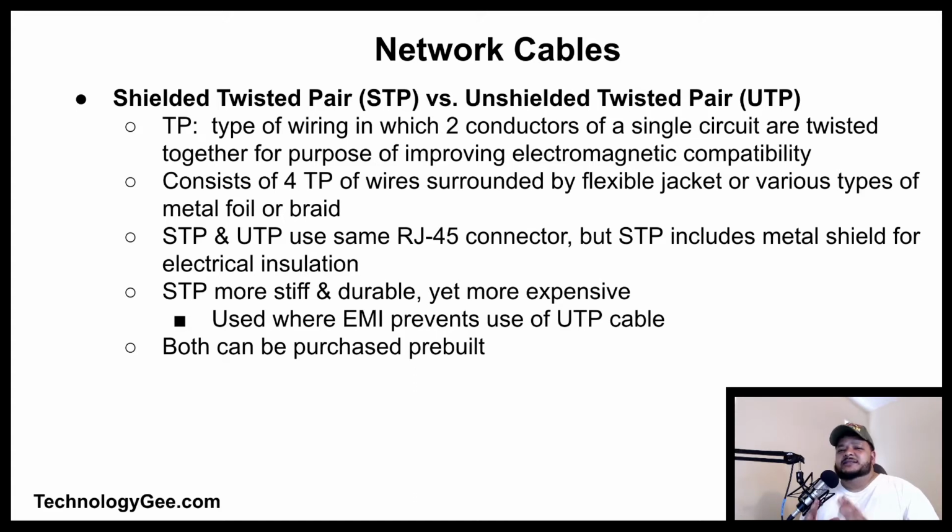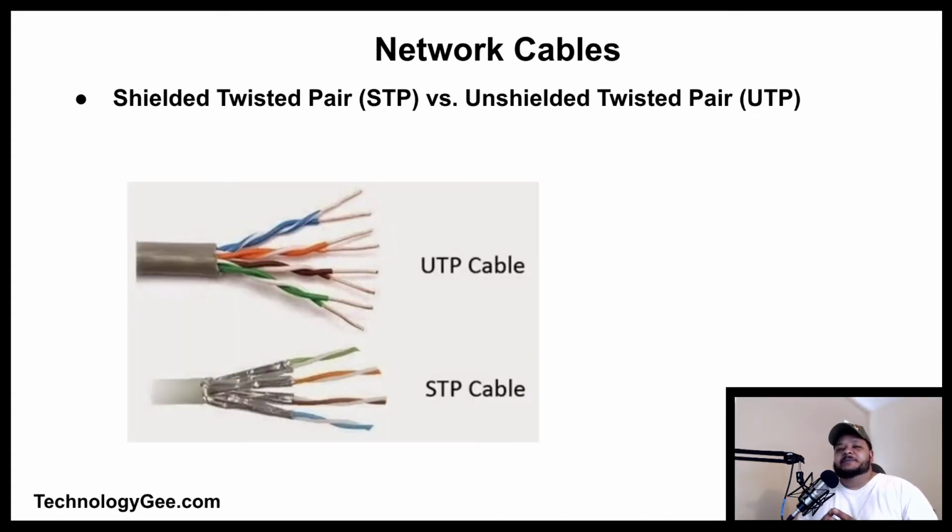STP and UTP use the same RJ45 connectors, but STP includes a metal shield or electrical insulation between the wire pairs and the outer jacket. STP is also more stiff and more durable, yet more expensive and harder to loop through tight spaces than UTP. It is used where electromagnetic interference prevents the use of UTP cable. Both cables can be purchased in pre-built assemblies or can be built using bulk cable and connectors. And here is a pretty little picture showing STP cable with the metal shield, while the UTP cable does not have the metal shielding around it.